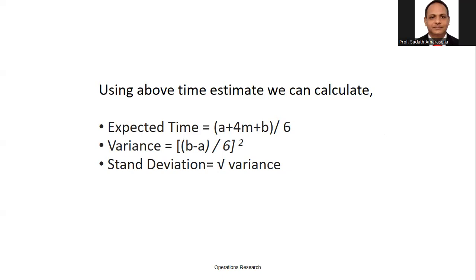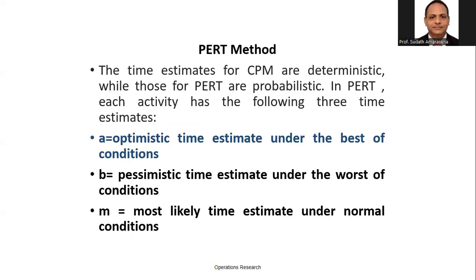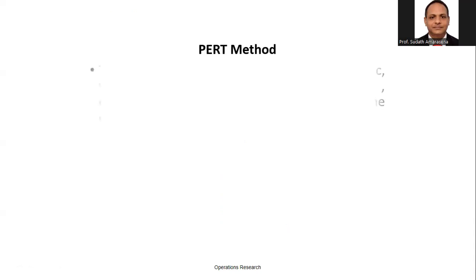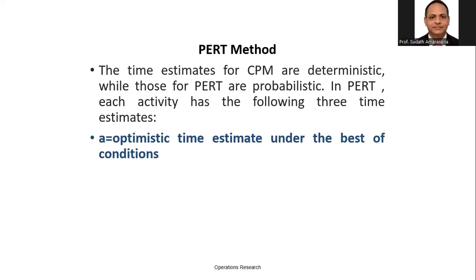Now, under the PERT method, you have additional work. In the CPM method, normally the question gives the time period for each activity. According to this example, you can say A is 2, B is 3, likewise. But in the PERT method, you get three time estimates for each activity.